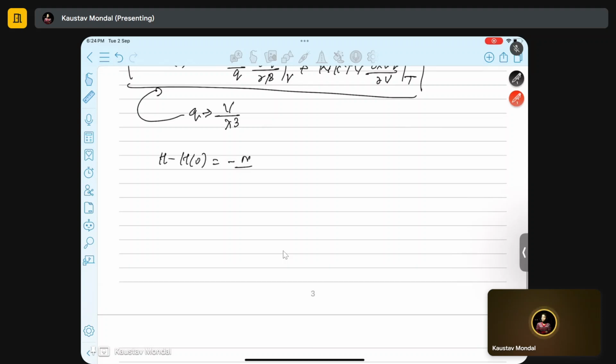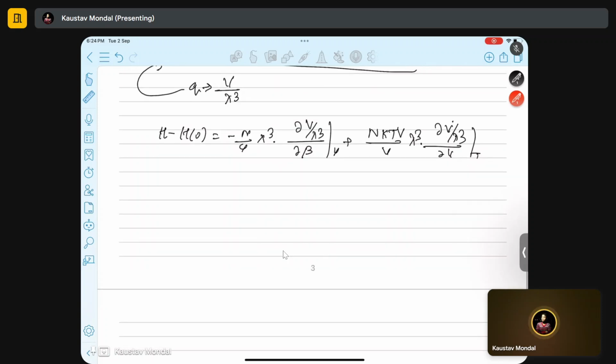So if you substitute the small q into the expression of the enthalpy, the expression will now become n minus n by V into lambda cube del V by lambda cube by del beta at constant volume plus nkT V into lambda cube del V by lambda cube into del V at constant temperature. Now after doing all the calculation, H minus H0 becomes n by V lambda cube into V del beta of 1 by lambda cube at constant volume plus nkT lambda cube by lambda cube, so lambda cube will cancel.